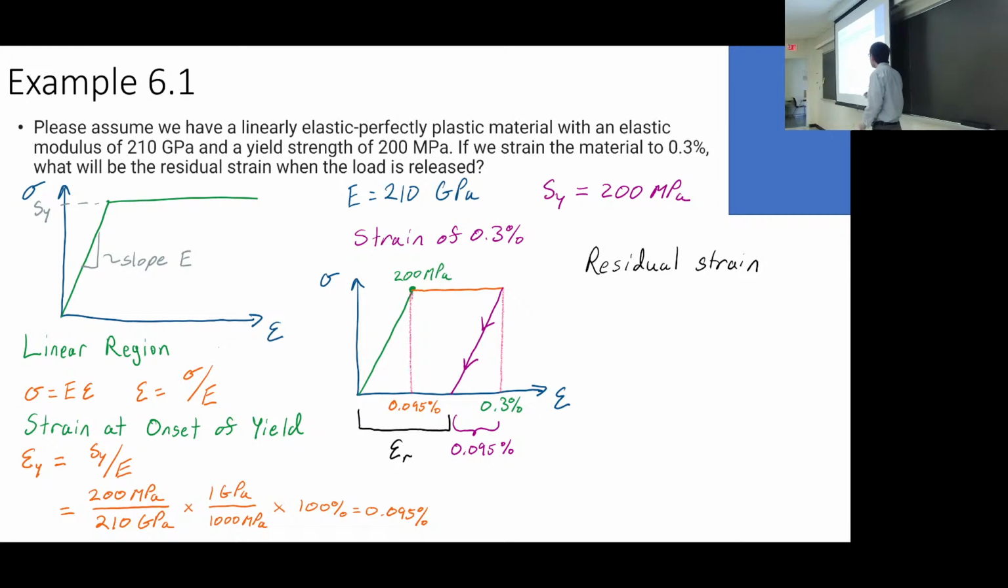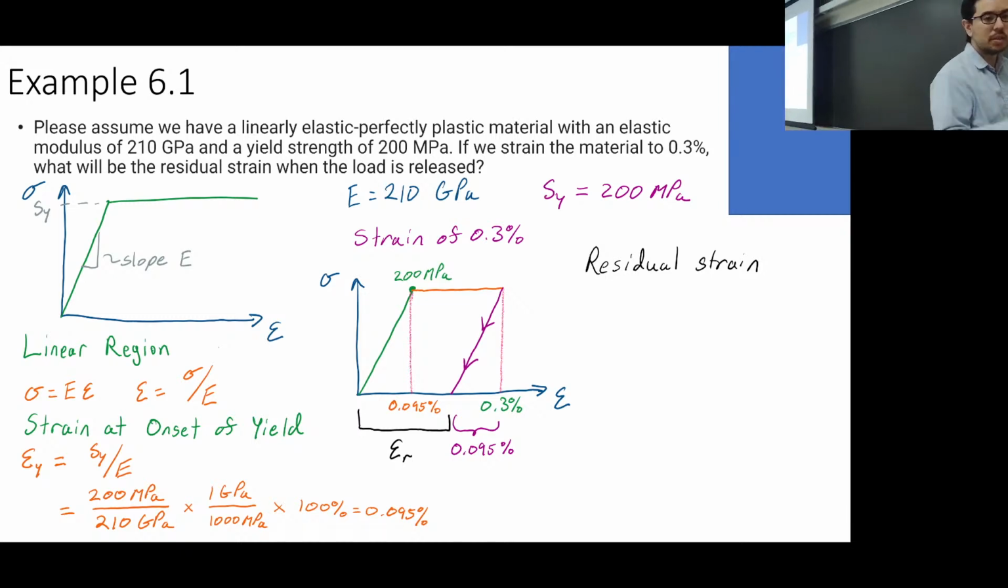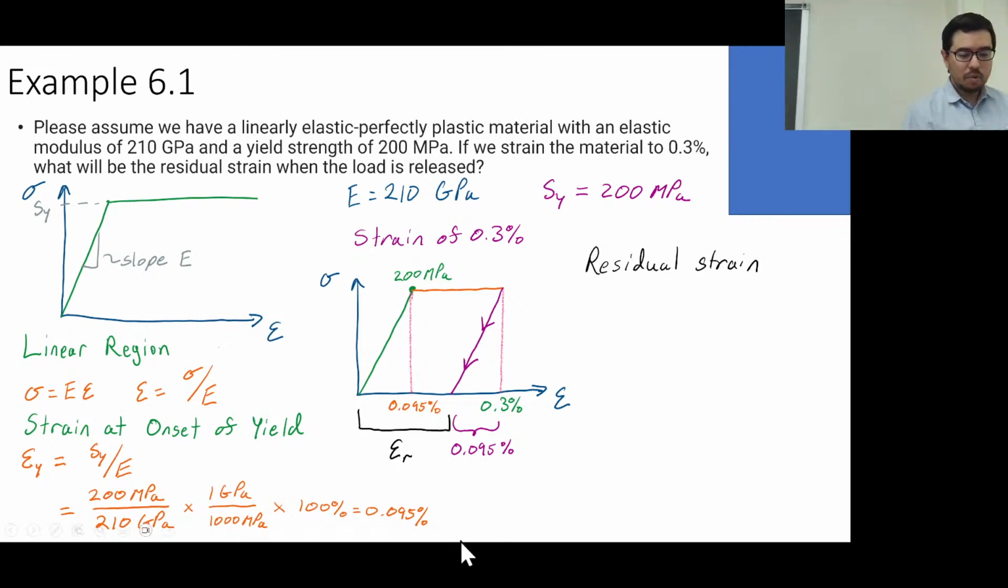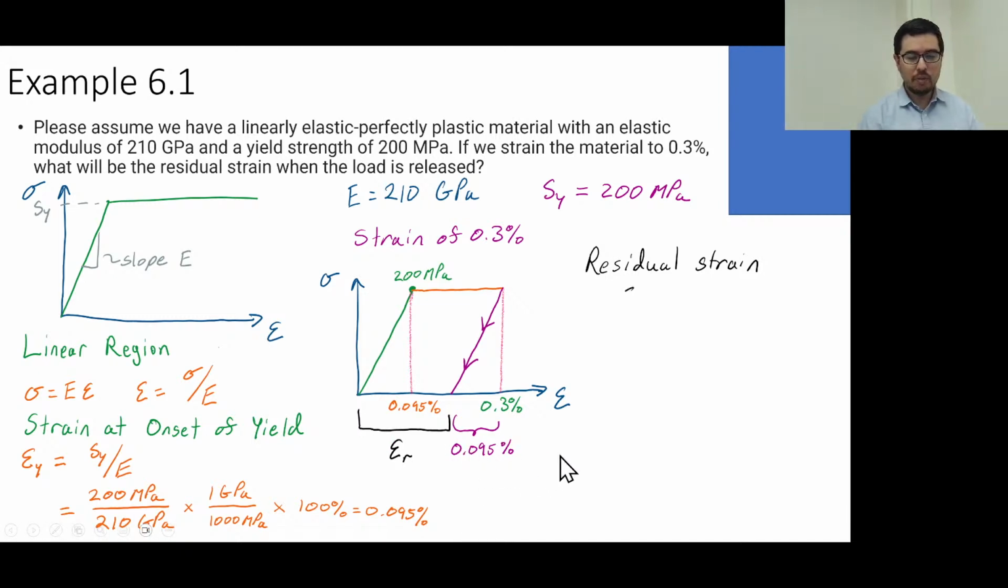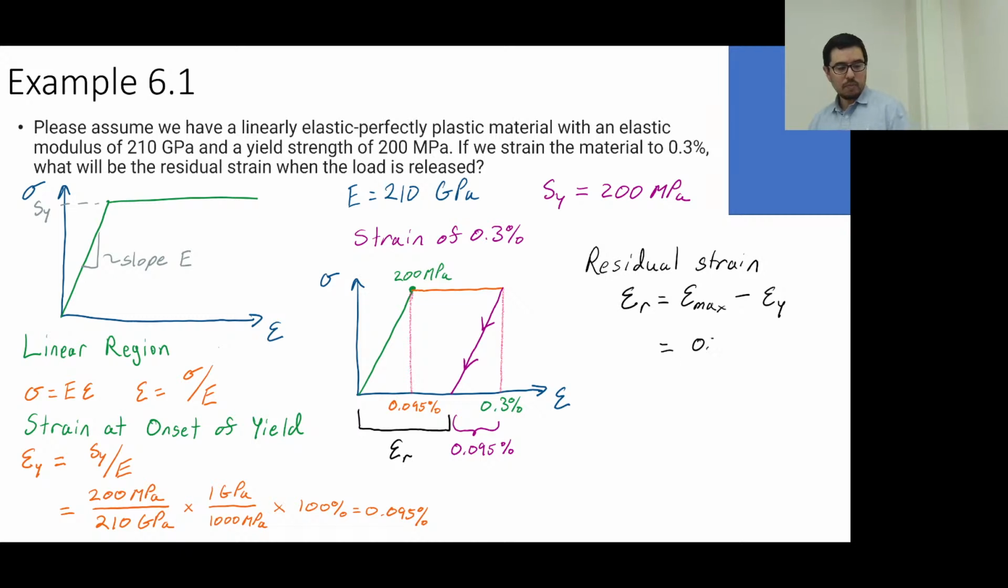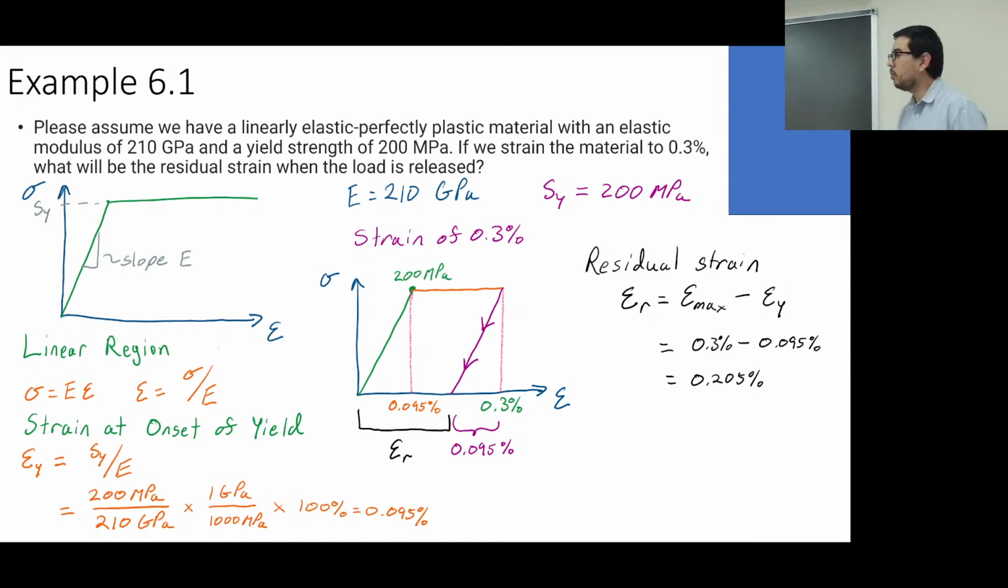What is the residual strain? Yes, Joshua. 0.205. Right, so it's going to be the difference between 0.3% and 0.095, so epsilon max minus epsilon y, and as you said, it's 0.205. Okay. Questions?